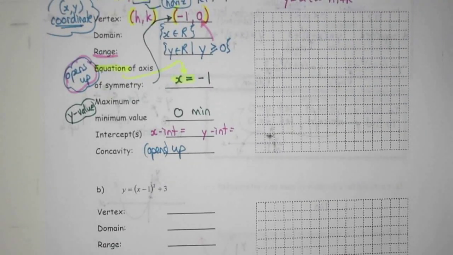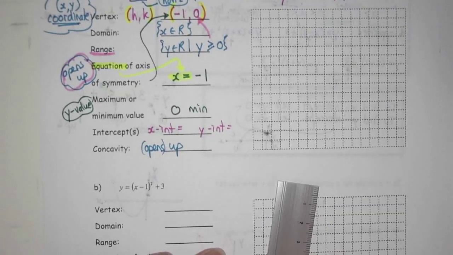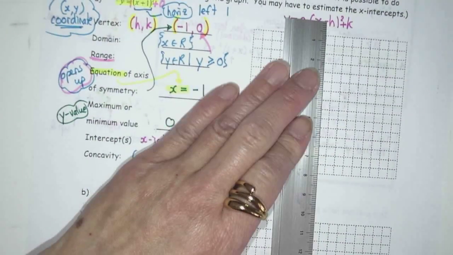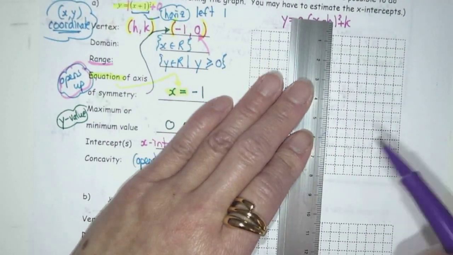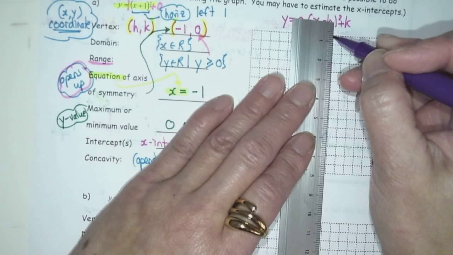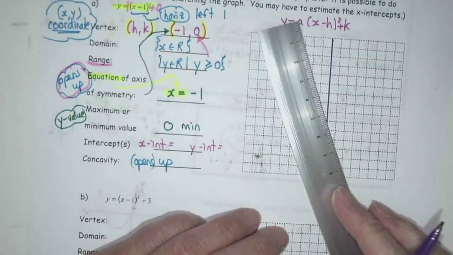Okay, so when I graph this one, I need the vertex at (-1, 0). So let's get a ruler. Sorry. So let's get a ruler at (-1, 0). I'm just going to do my axes anywhere you want, really, because this is not a big graph. We're just going to do it here.